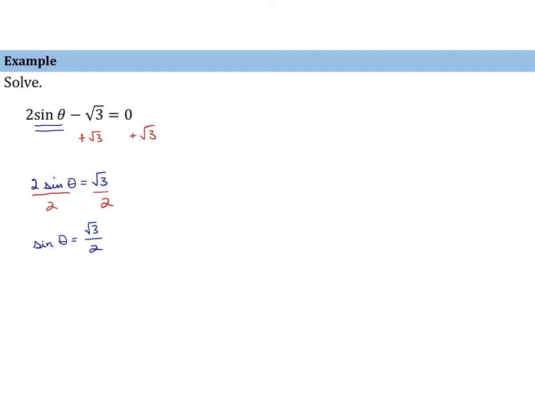So what is the reference angle that would yield root 3 over 2 for sine of theta? The reference angle would be pi over 3. Now let's look at what quadrants this angle theta could be in. So sine of theta equals root 3 over 2. That root 3 over 2 is positive, so sine of theta is positive in the first quadrant or the second quadrant.